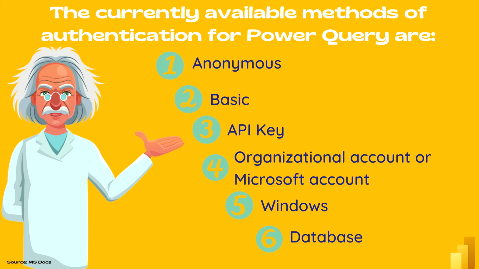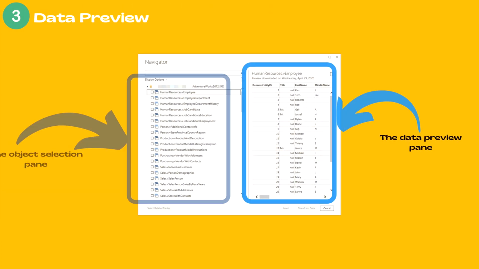Number five is Windows. It can be implicit or explicit. And lastly is the database, where you need access to your database. This is only available in some database connectors, not all. Next, we are going to discuss data preview.